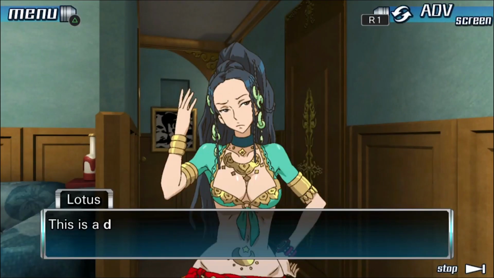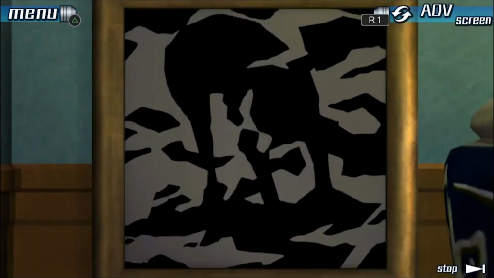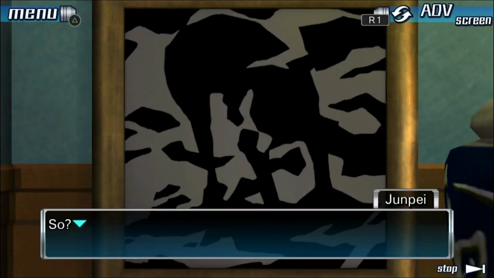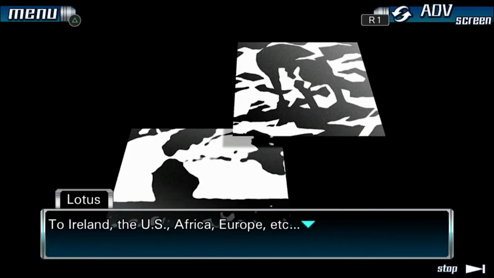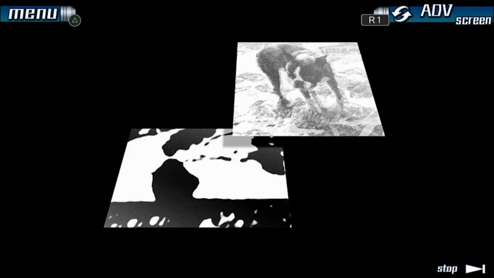It's actually a dog. Lotus explains to us that it's a real-life photo of a Boston Terrier, now made obvious that we can see the photo. According to the experiment, a set number of people were shown the abstract image and couldn't figure it out. Once they were shown the image, however, they now knew the answer.